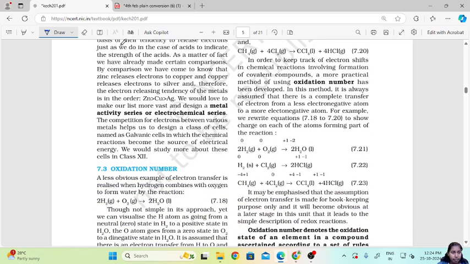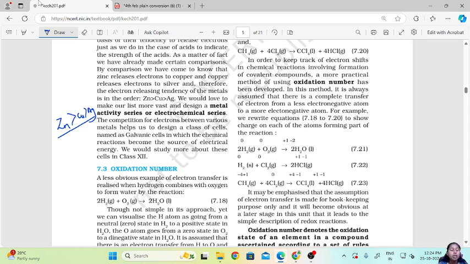Now as a matter of fact, we have already made certain comparisons. We have come to know that zinc releases electrons to copper and copper releases electrons to silver, and therefore the electron releasing tendency of the metals is in the order that zinc has a greater tendency to release electrons than copper, and then silver. So this is the trend of how the electron releasing tendency of metals is seen.